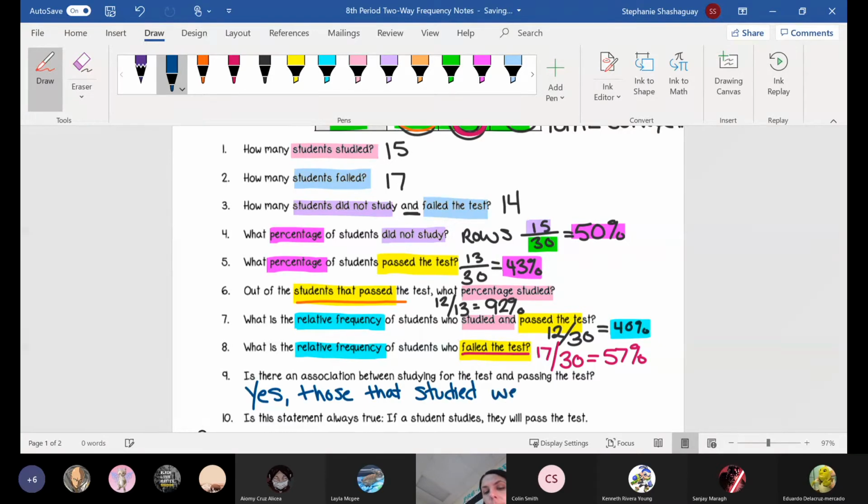What's an association? Is there like a correlation? Do you think that because somebody studied that they're more likely to pass? If something's associated, it means one is kind of causing or resulting in the other.